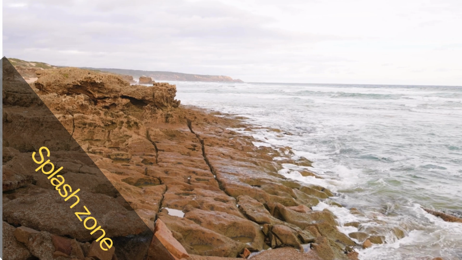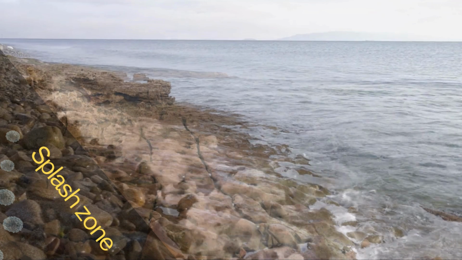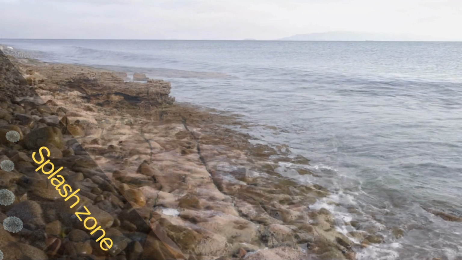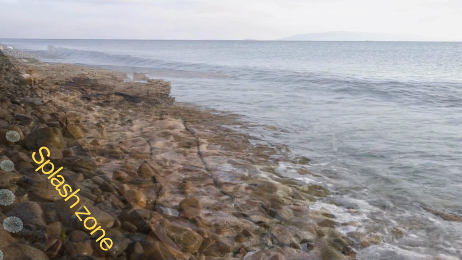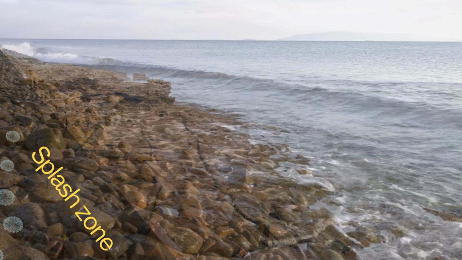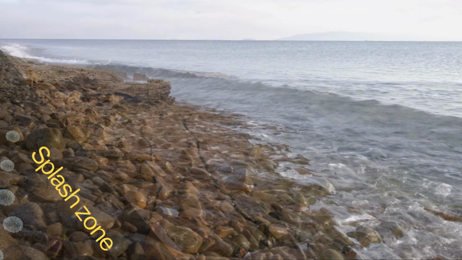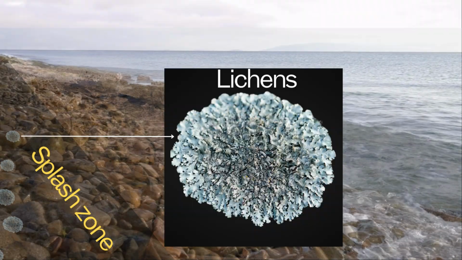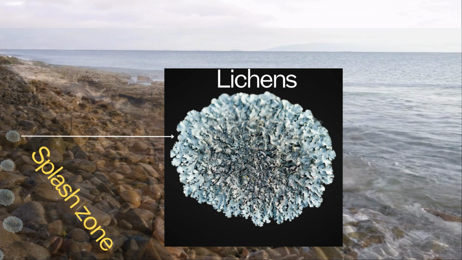Let's begin with the splash zone, the highest zone located above the high tide mark. This area only receives water through ocean spray or occasional waves during high tide. This zone is very dry, often exposed to air for long periods, and experiences temperature fluctuations. Organisms found in this zone are adapted to live in this hostile environment. Let us look at some of these organisms and their adaptations.